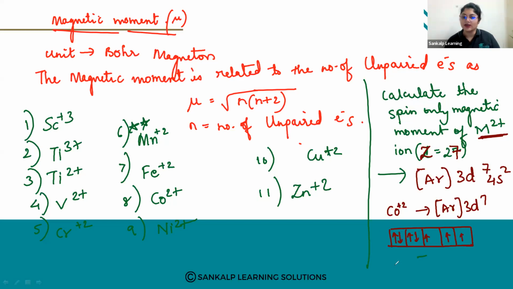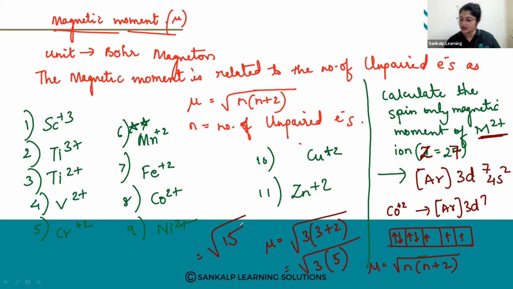So how many unpaired electrons are there? The formula is mu equals the square root of n into n plus 2. How many unpaired electrons are there? 1, 2, 3. So 3 into 3 plus 2, this will be 5. So 5 threes are 15. What is the square root of 15? Square root of 15 is 3.87.